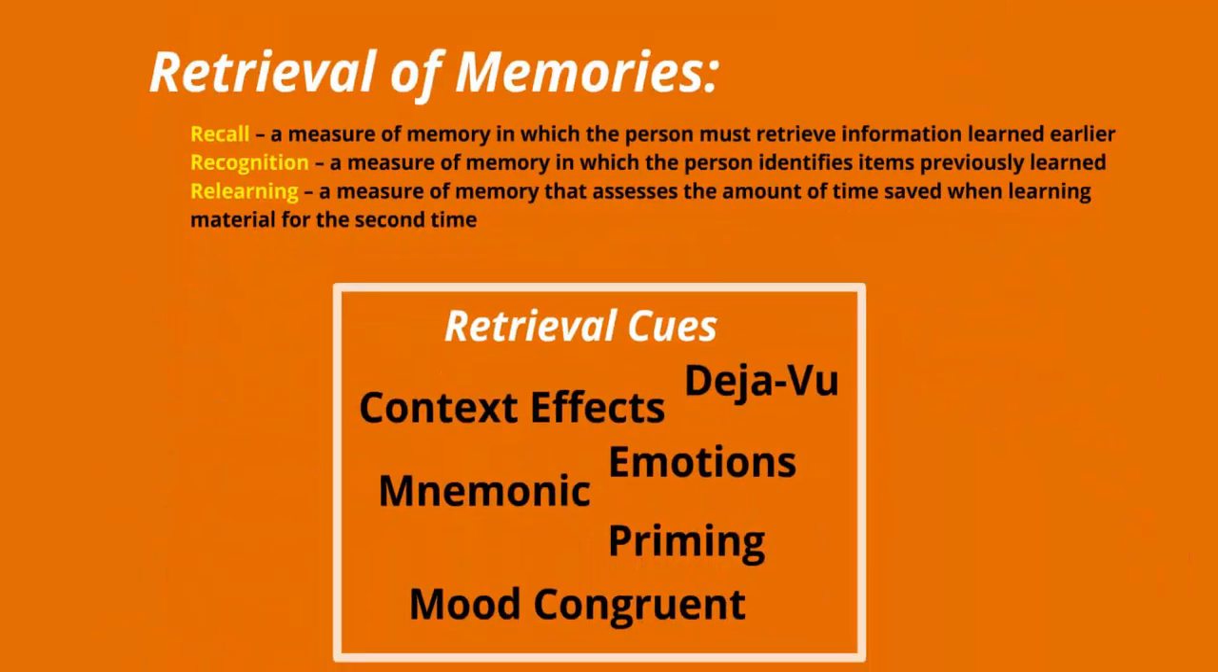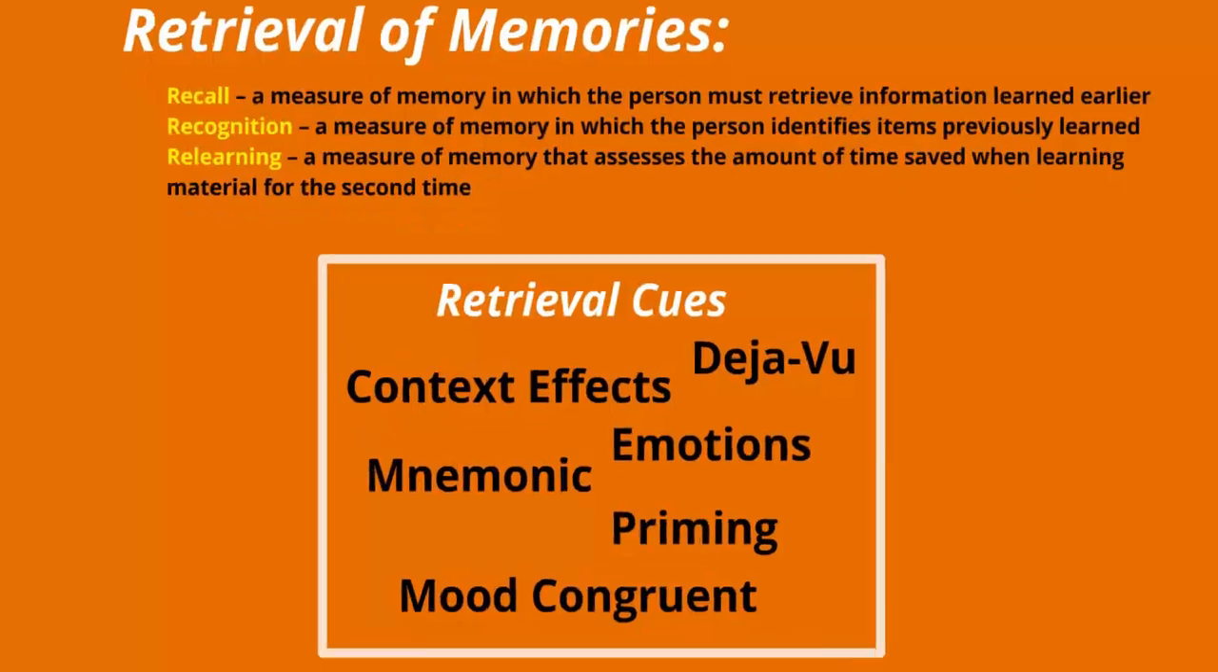How do we retrieve our memories? Recall is a measure of memory in which the person has to retrieve information that they learned earlier, like a fill-in-the-blank test. Recognition memory is where the person identifies something they previously learned, such as a multiple-choice test. And relearning is a measure of memory that assesses the amount of time saved when you're learning the material for the second time, such as in relearning a language you learned in childhood.